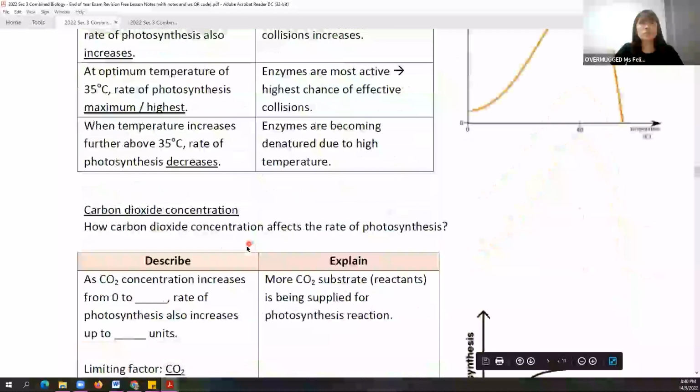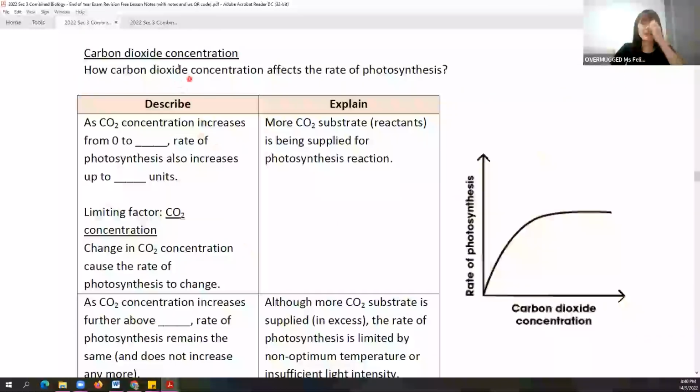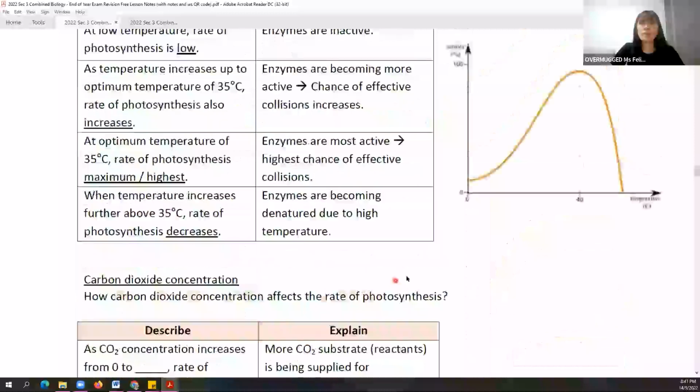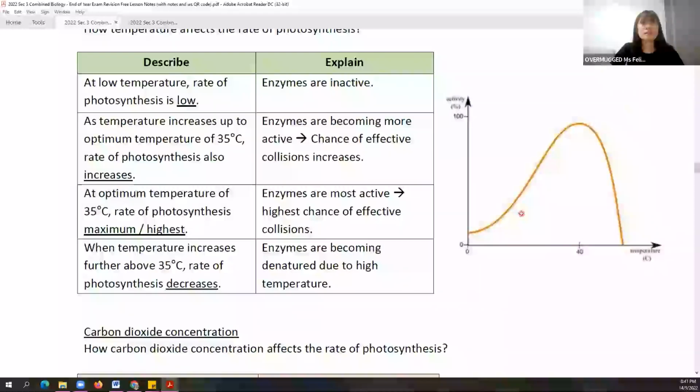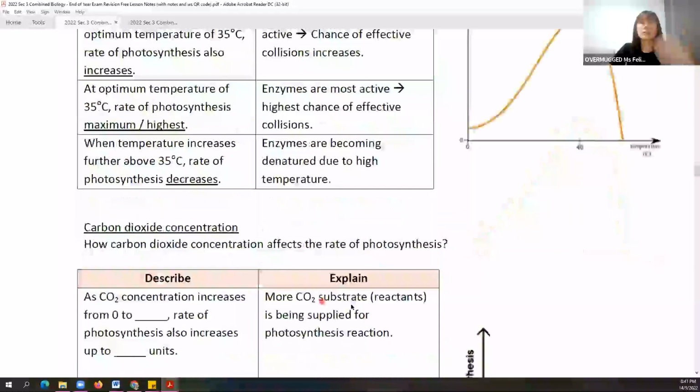Okay, so moving on to the second factor, it will be carbon dioxide. For carbon dioxide, same thing, describe versus explain. Take note that whenever you see these graphs, besides describe and explain, you also need to know how to interpret the graph. Usually questions about graphs ask about the limiting factor. Generally, for the first part, I'll use this graph.